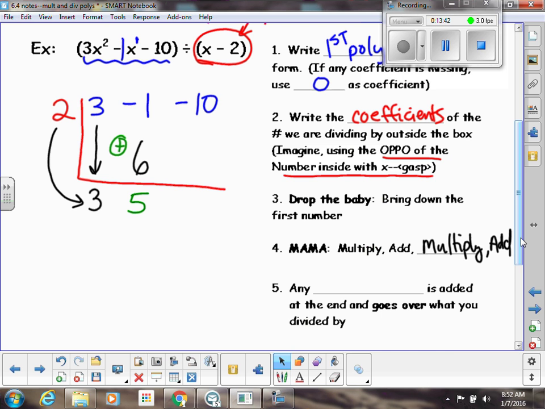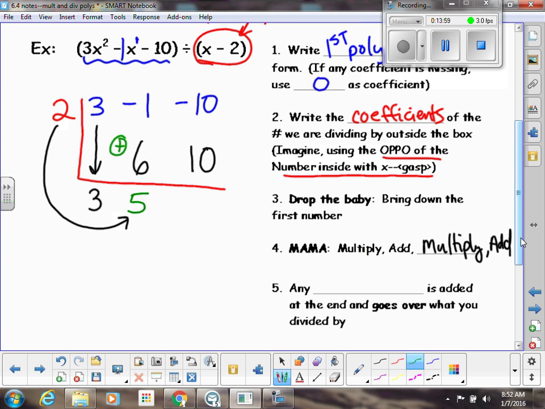And then I'll repeat that process. So now I'm going to do 2 times this number, 5. So 2 times 5, that gives me 10. And where do I put the 10? I put it inside the box in the next column. And then I'm going to add the numbers in this column. Negative 10 plus 10 is 0. So you keep doing multiply, add, until you run out of numbers.